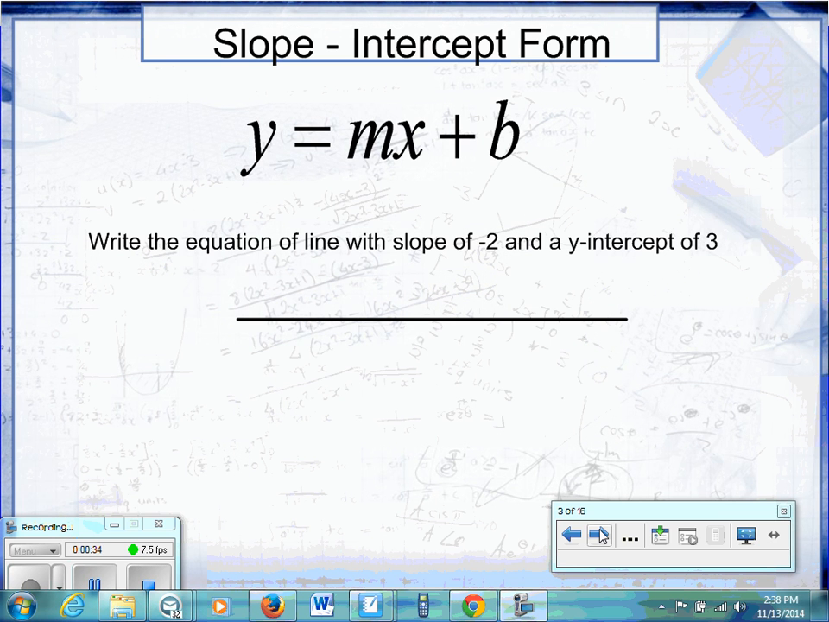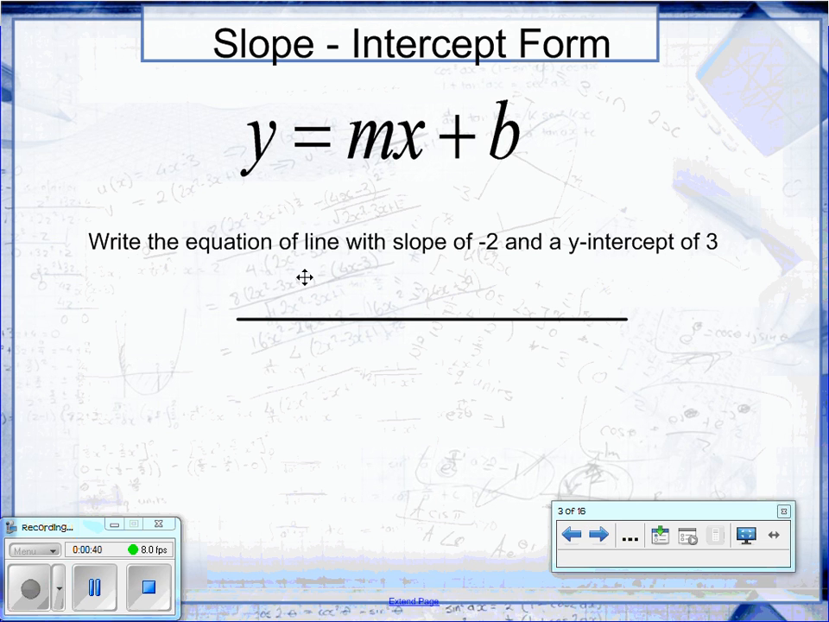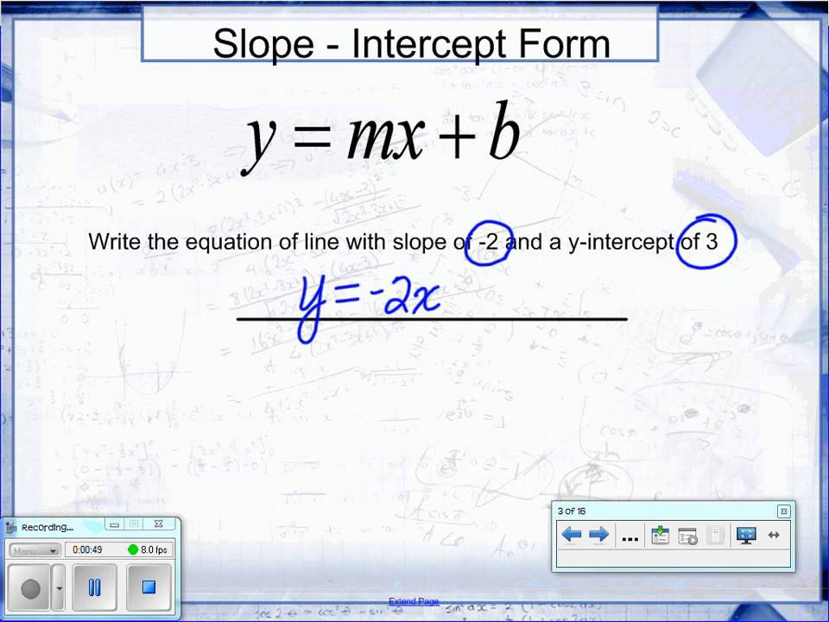So let's try a couple here. Write the equation of a line with a slope of -2 and a y-intercept of 3. All right, so to make this easy, we're going to start off with y equals, and they told us the slope was -2. So I'm going to put a -2 here in front of the x, and then the y-intercept is 3, so I'm going to say add 3.